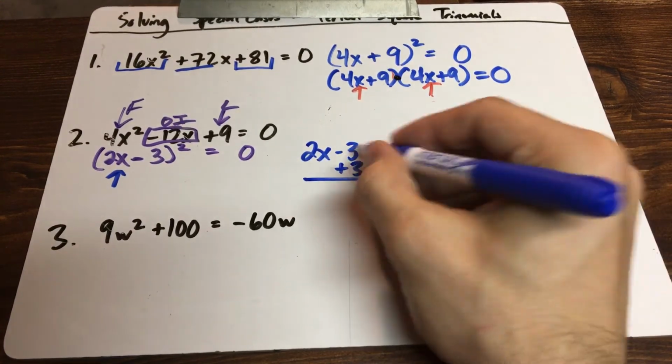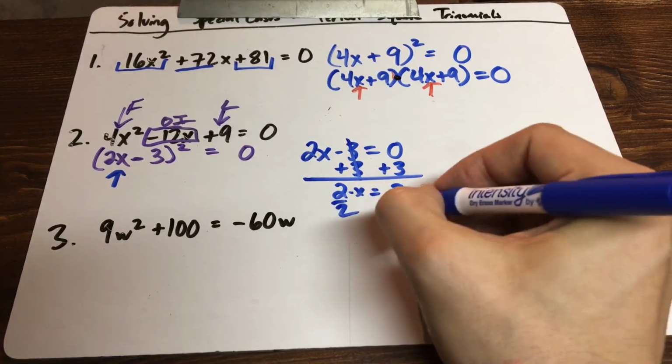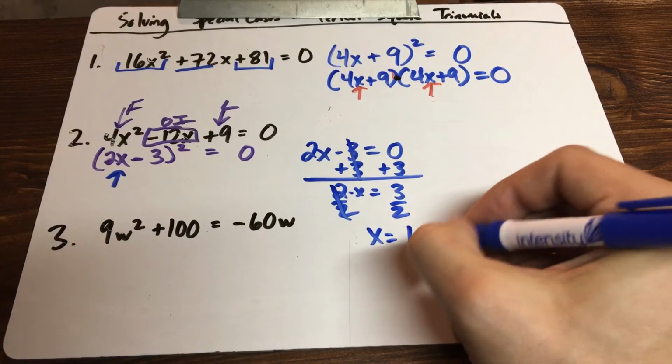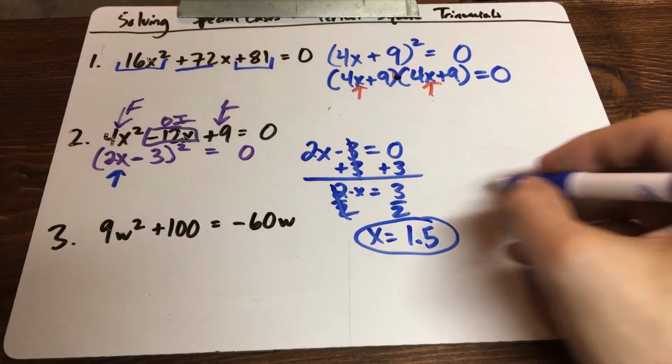Well, if I do plus 3 on both sides, I get 2 times something equals 3, and then 3 divided by 2. You could keep it as 3 over 2. Some people say 1.5. There you go. The x-intercept is 1.5, right?